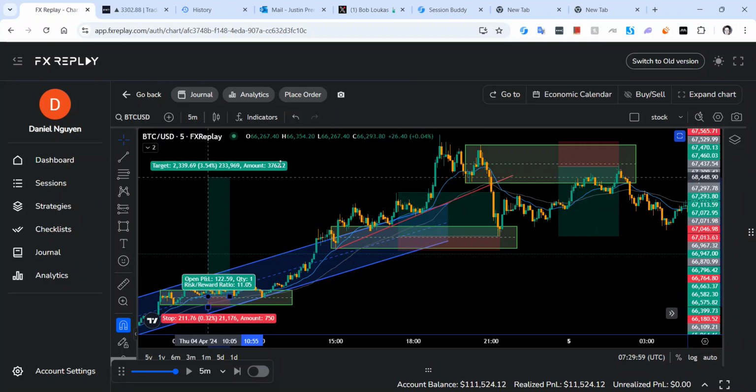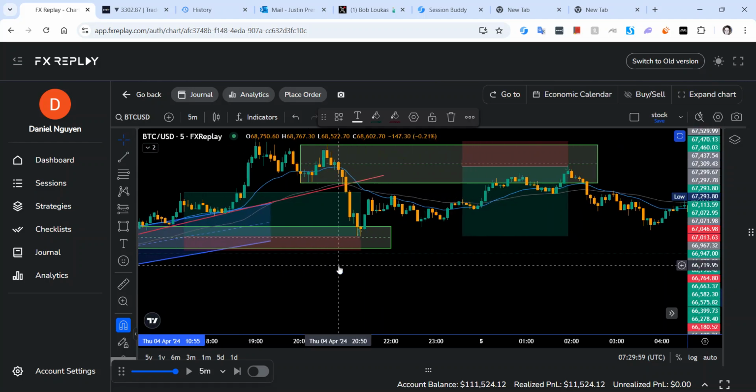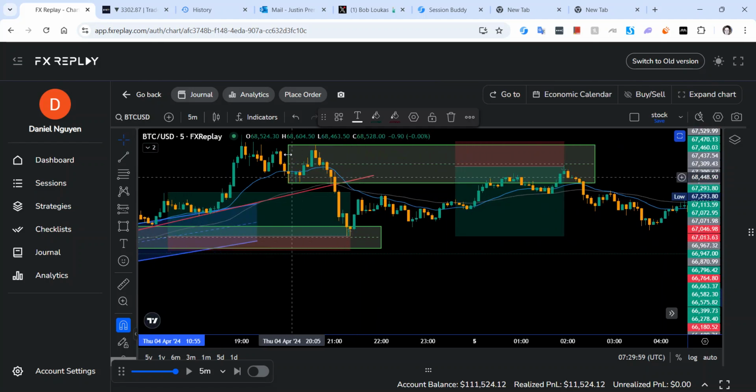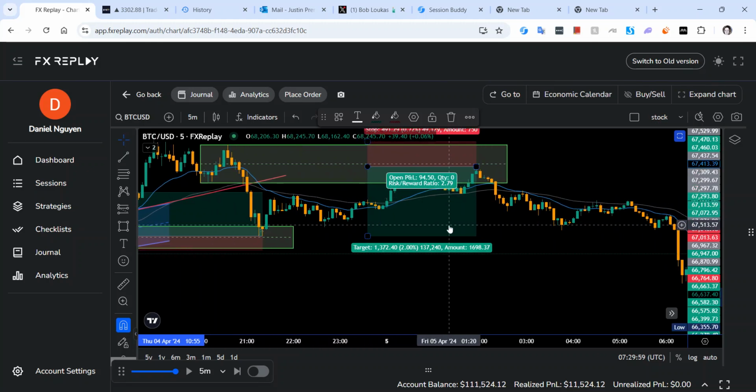But let's ignore that. Just the ones we saw, 3.02 RR, 7 if you took it to the top, no drums if you didn't, and this is another 2.79. So it's 5.79 off 2 trades. And that's using the zone.